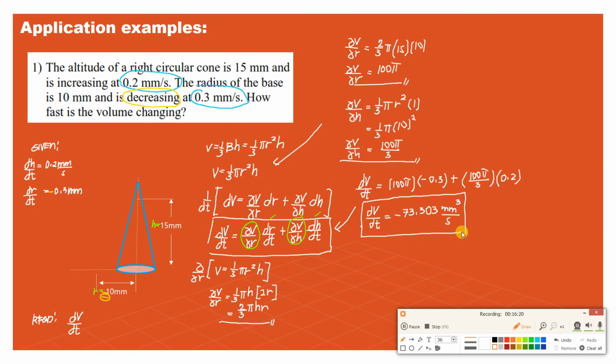Okay, sa book ninyo, yung pi hindi na isama yung value, no? So, may pi na value doon. But still, the answer is negative 73.303. Kung hindi nyo ginawang negative si 0.3, so may iiba yung magiging sagot. So, kaya doon pala sa problem, you have to analyze kung lumalaki ba siya or lumiliit. So, that's the application problem 1.